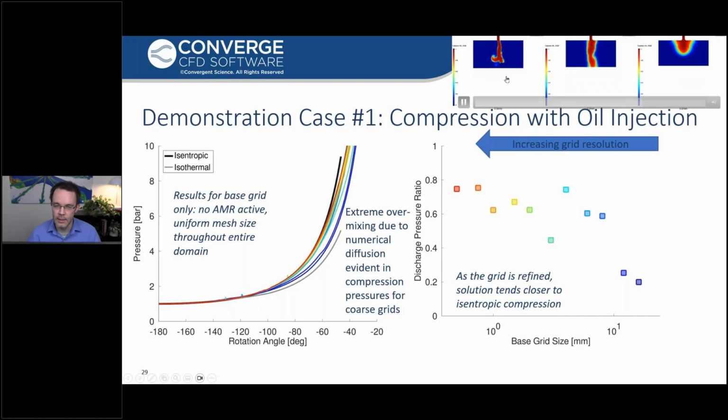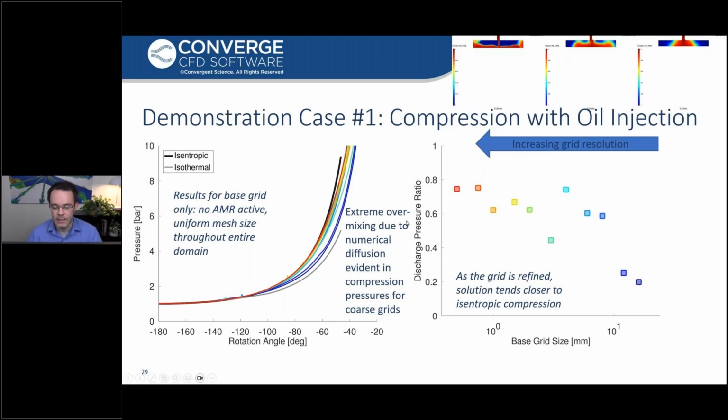And this image in the top right shows the fields for three cases. The one on the far left is the very fine grid. And as we go to the one on the right, we're going to extremely coarse grids. And as this plot on the lower right-hand side shows, as the grid is refined, going from right to left, that discharge pressure ratio, what we use to quantify the amount of the overmixing that we have in the simulation, gets closer and closer to one. However, we'll see that even at the really fine grids, this discharge pressure ratio in the simulations never really goes beyond 0.8. And that's all effect of the diffusion, be it numerical or physical, that's in the problem.